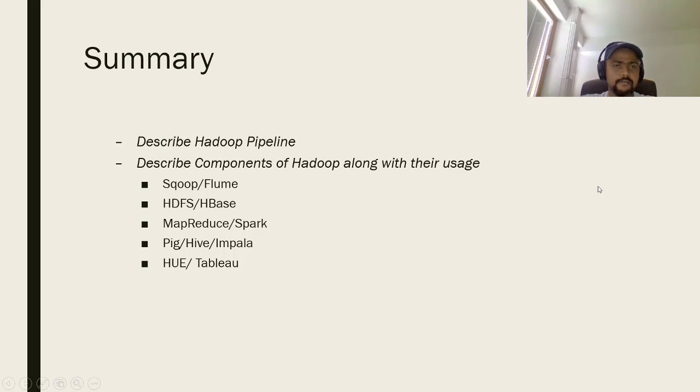So to summarize, we discussed what is a Hadoop pipeline. We discussed the 5 different steps of Hadoop pipeline. We described all the components which are used in ingestion to storage to processing, analysis, visualization, scheduling and monitoring, and administration as well. And those tools range from Scoop, Flume, HDFS, HBase, MapReduce, BigHive, Hue, Tableau, etc.